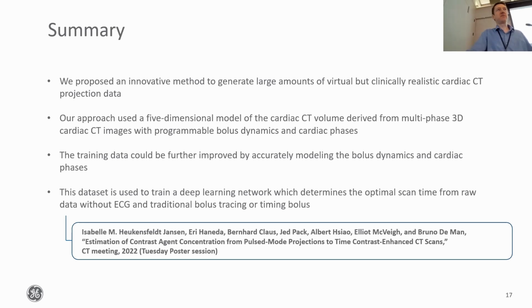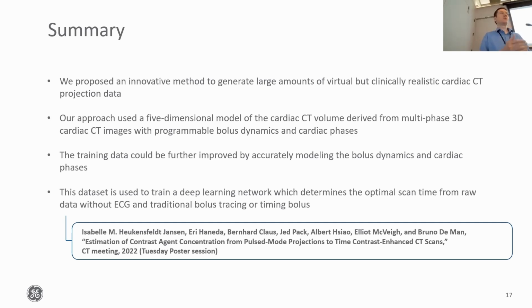We have now a five-dimensional model, so three spatial dimensions, the bolus time dimension, as well as the cardiac phase. We can generate data that we can use to train our networks. We've been developing two networks. One takes in this stream of projection data, for example one view per rotation, and continuously updates an estimate of the contrast in the left chambers and the right chambers of the heart. The other network continuously gives an estimate of the cardiac phase.